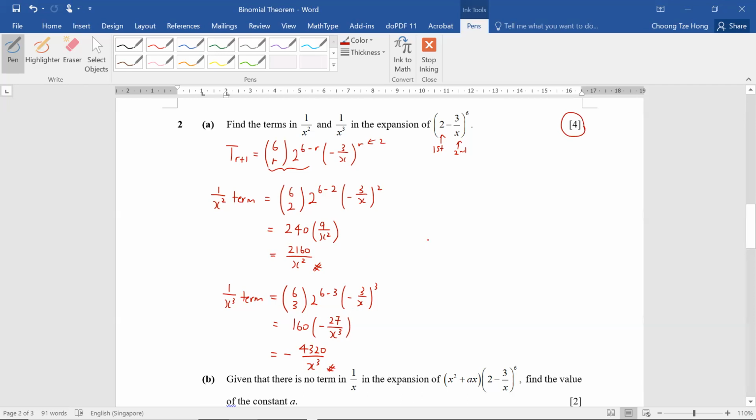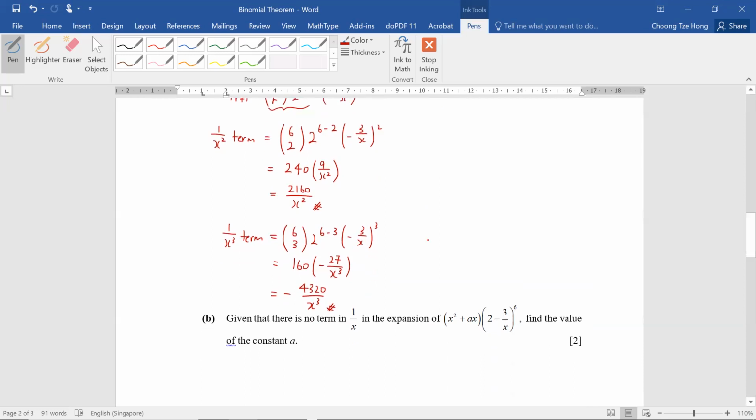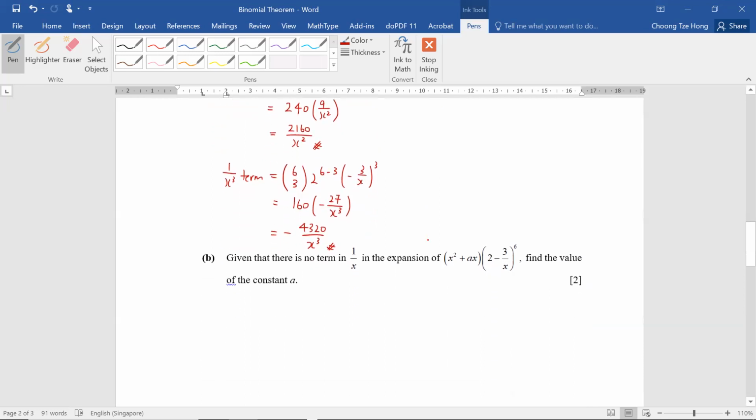Okay, so for A math, usually not the whole question is difficult. Usually the first part of the question is slightly easier. So definitely need to pocket all these marks, right? Okay, let's take a look at part B.